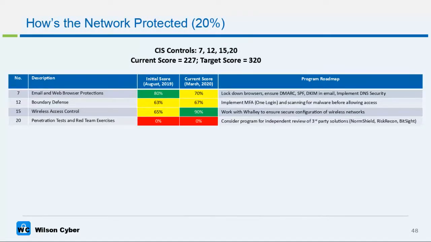Focus area number 3, how's the network protected, which is 20% of the overall. CIS control 7, 12, 15, 20. Really here we need to focus on control 7, lockdown browsers, ensure DMARC, SPF, and DKIM. Boundary defense, we want to implement multi-factor authentication and scanning for malware through our firewalls. And wireless access controls, work with Wally to secure configuration of wireless networks, but it's pretty much where it needs to be. But we need pen tests and red teams. We need an independent review of third-party solutions, Norm Shield, Risk Recon, our bid site.